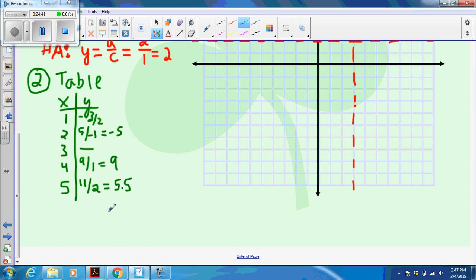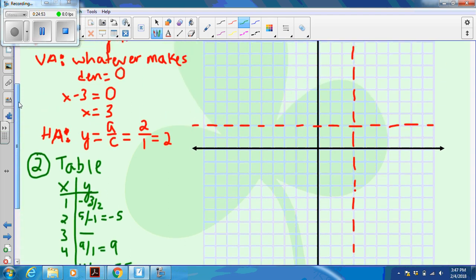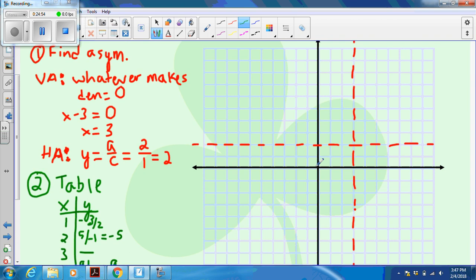Okay. Now, you don't have to use the same x values that I use. You can use any other ones, and they should give you points that will work. So let's go ahead and plot these. So we have 1, -3/2. Remember, 1 is our x, and then -3/2. That means I go down 1.5 here. Then 2, -5. So I go over 1, 2, down 1, 2, 3, 4, 5.